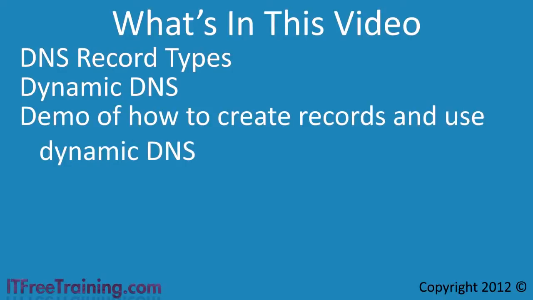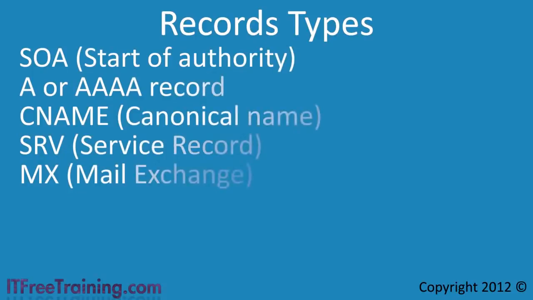DNS is a key part of Active Directory, so it is beneficial to understand how DNS records work. Once you understand how DNS records work, you will have a better understanding of how Active Directory finds resources on the network, helping you to troubleshoot Active Directory problems on your network. With DNS, there are a number of different record types. This is by no means a complete list, but does cover the more common types.